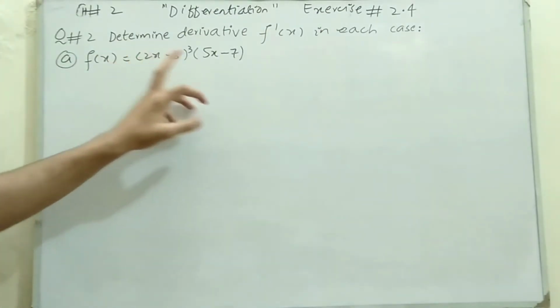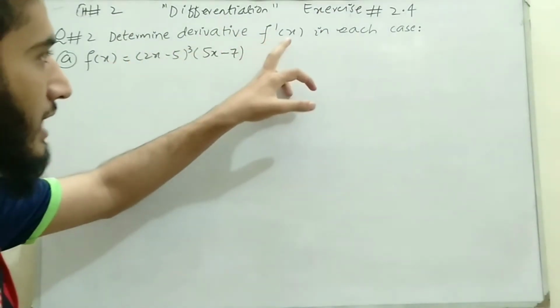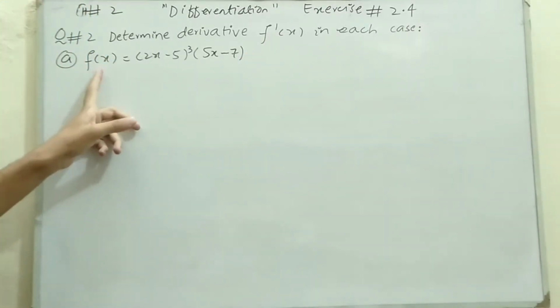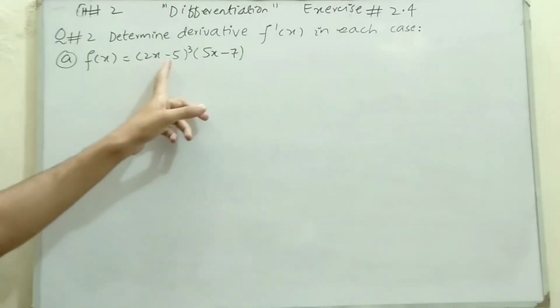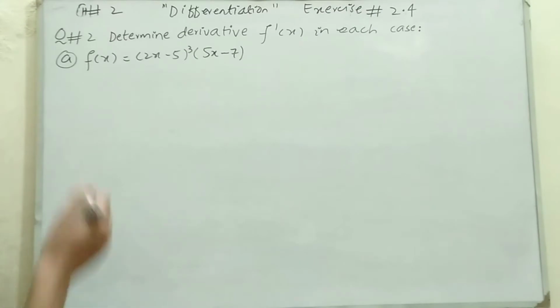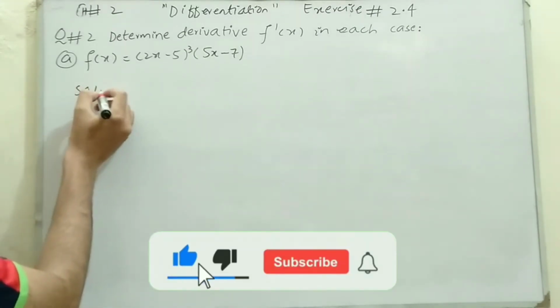It tells that determine derivative f prime of x. F prime of x is actually the representation of derivative in each case. So the first part tells that a function is given f of x is equal to (2x minus 5) whole cube multiply (5x minus 7). So let's move toward a solution for the part number A.